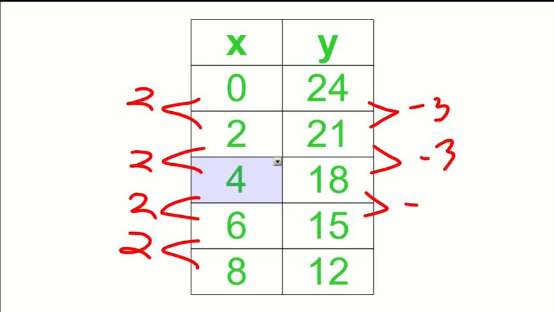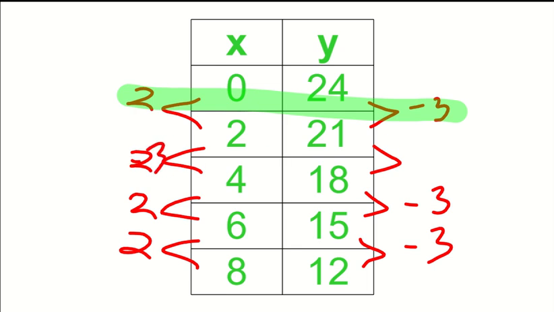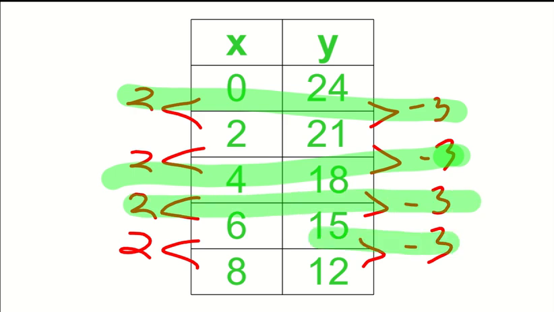It's what? 3 every time. All right, so look. All of these here are the same. We got 2 for the x value, a -3 for the y value, right? If everything's matching, it means it's increasing or decreasing by the same amount. It's going to be linear, okay? Make sense?